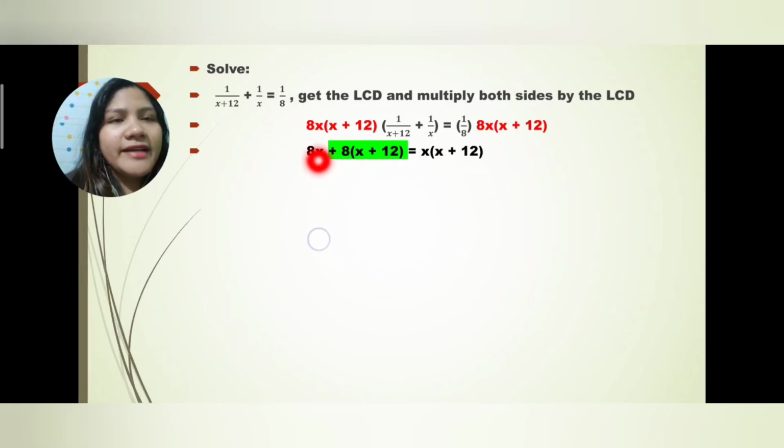So, divide natin 8x times the quantity of x plus 12 divided by x plus 12 ito. So, ang mangyayari is makakancel ang x plus 12. So, cancel na yan. Ang mabilin is 8x. Then itong 8x, multiply mo sa numerator, 8x times 1 is equal to positive 8x.